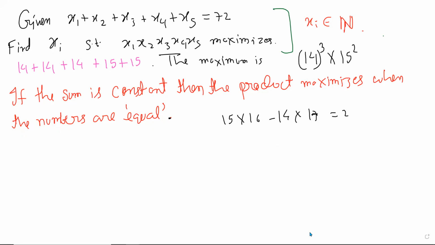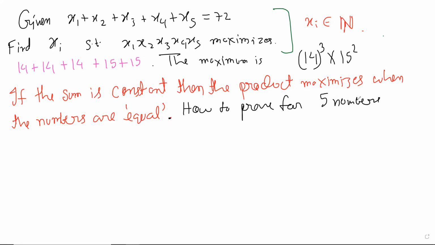Now how about a rigorous proof? How about proving it for, let's say, five numbers? How to prove it for five numbers? It's not very difficult. It's actually the way we did it for two numbers that we are going to do. Okay, so let's try to see. This is a very combinatorial kind of inequality. You can't just say the AM-GM inequality even if you know it, because this is about integers.